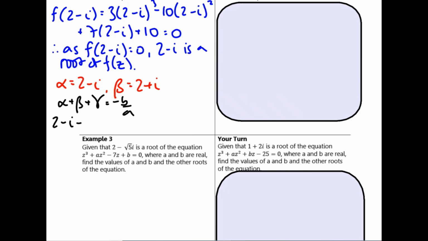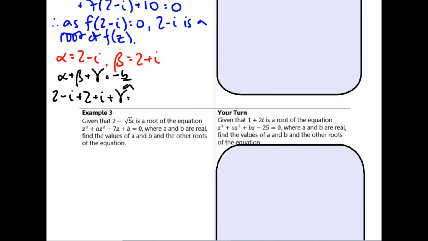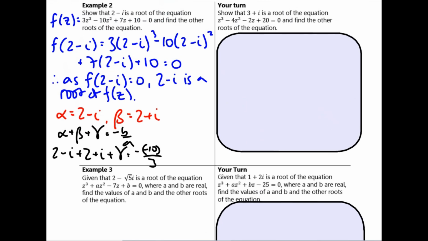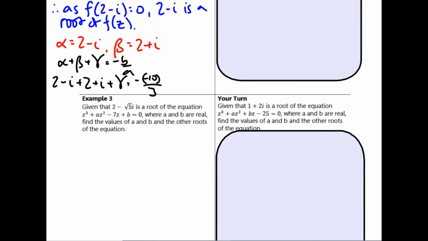Alpha is 2 minus i, beta is 2 plus i, gamma I don't know. B in this case is minus 10, and A is 3. The i's cancel out, but this gives me 4 plus gamma equals 10 over 3. And if I minus the 4 across, I get gamma is minus 2.